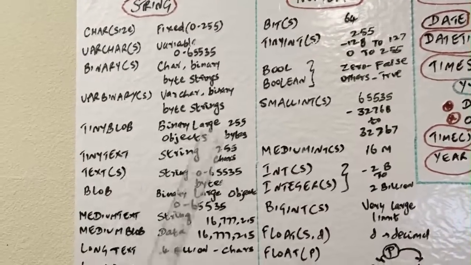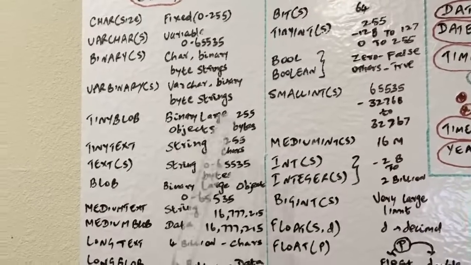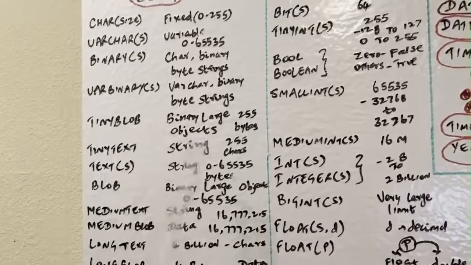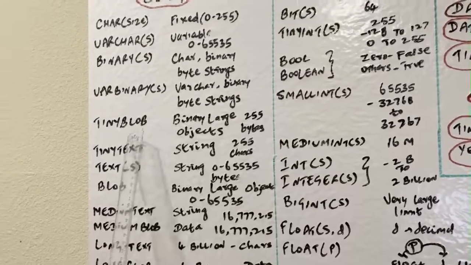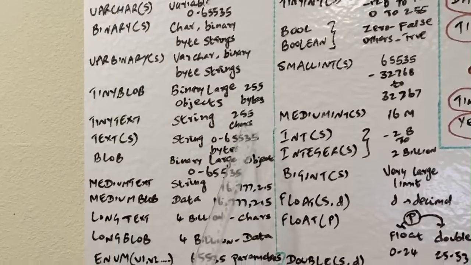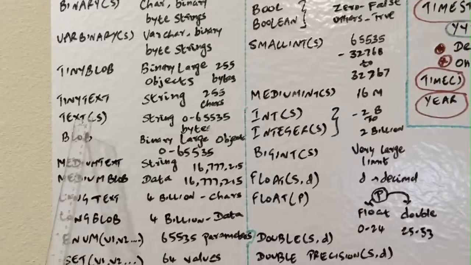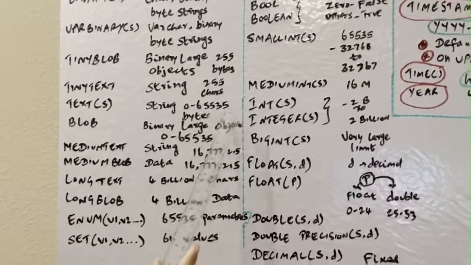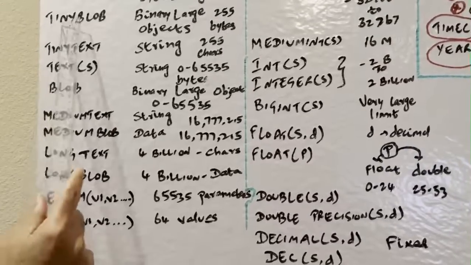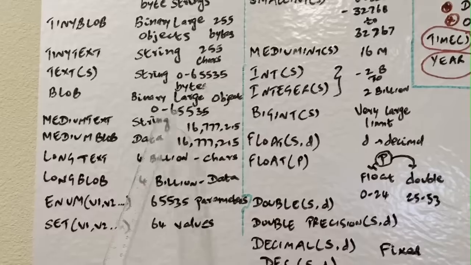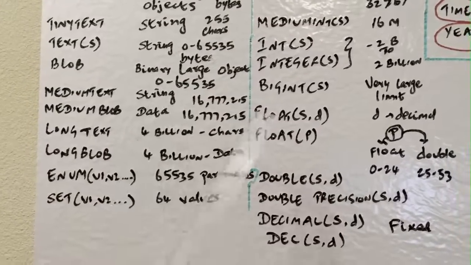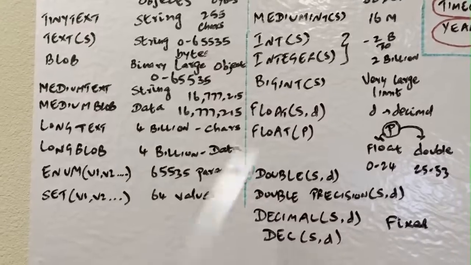Tinyblob, small blob. The range is binary, it's binary large. BLOB means binary large object. So this is of type tiny, 255 bytes. Tinytext, 255 characters. Both are similar. Text, string, 0 to 65535 bytes. Blob, the regular blob, not the tiny one. Regular ones, 0 to 65535. Mediumtext, string. This is the range, 16 million.